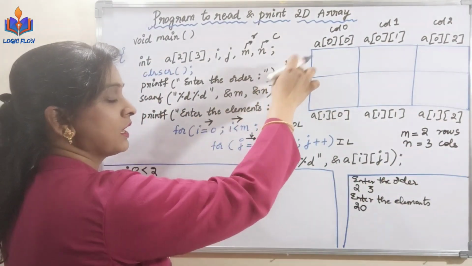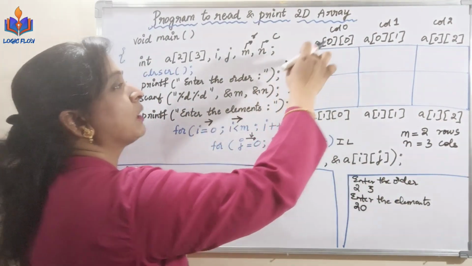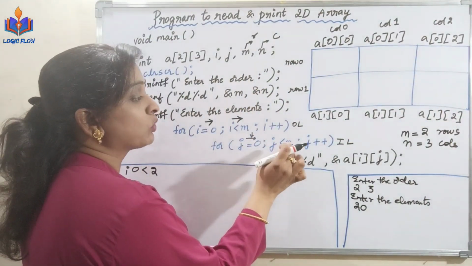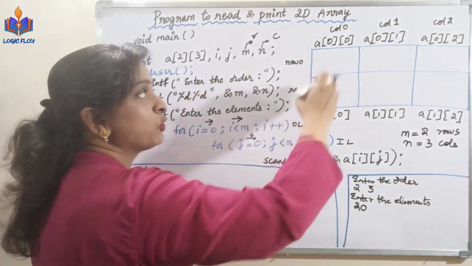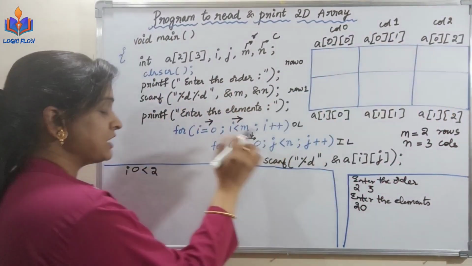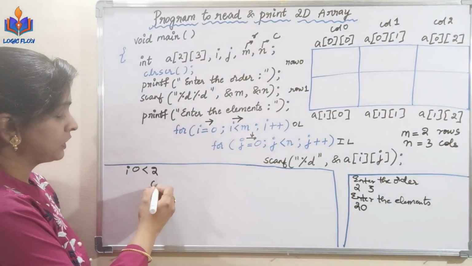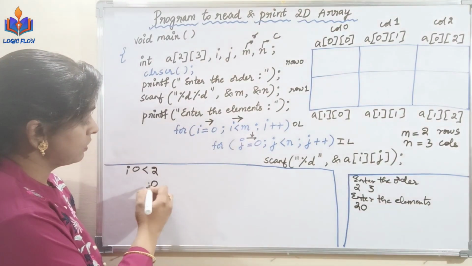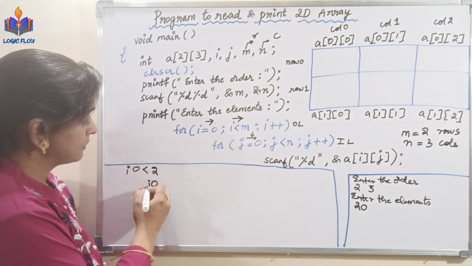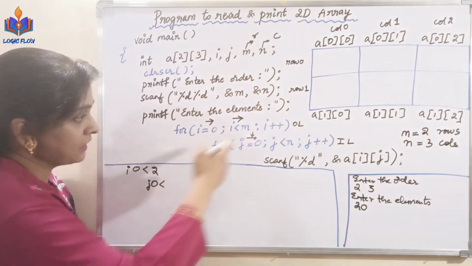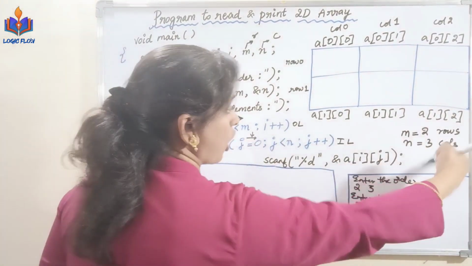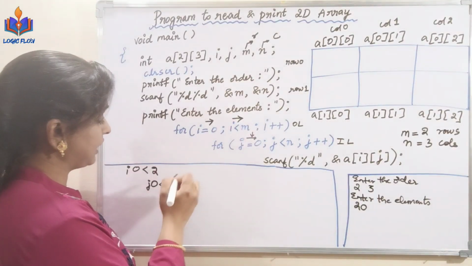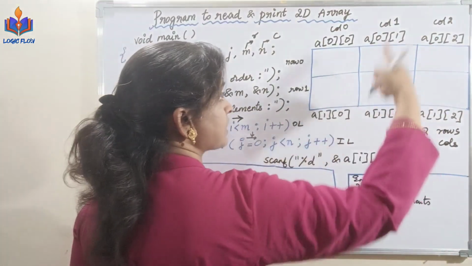First row I am entering. I have to complete all the columns. So this inner loop will be executed completely, which means I have to get into all columns. j equal to 0, j less than n. n means columns. How many columns? It is 3. 2 rows and 3 columns.